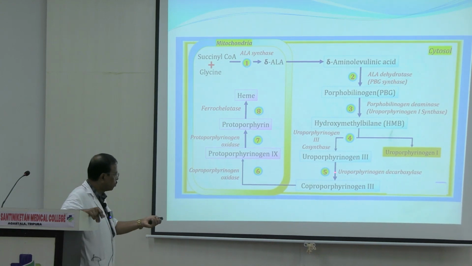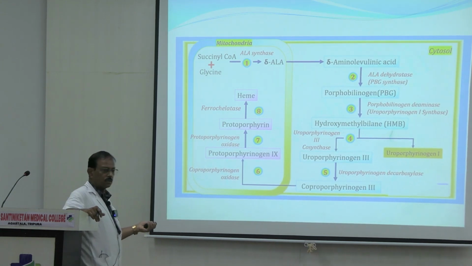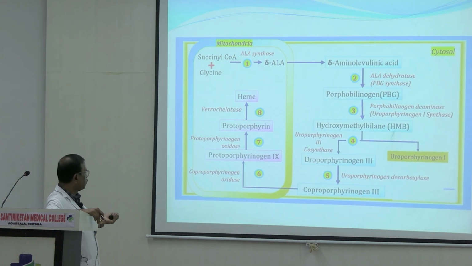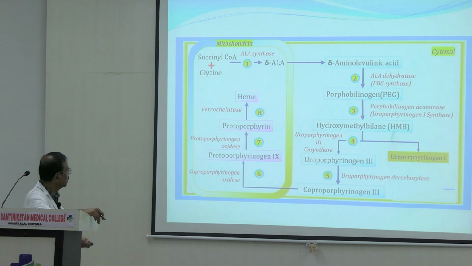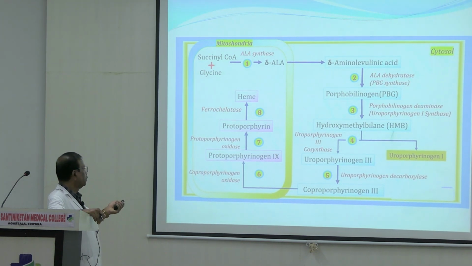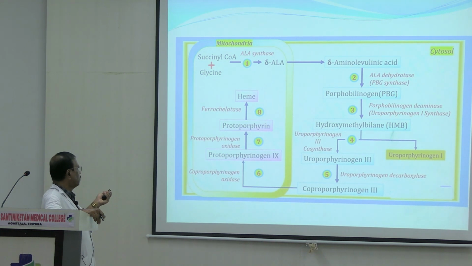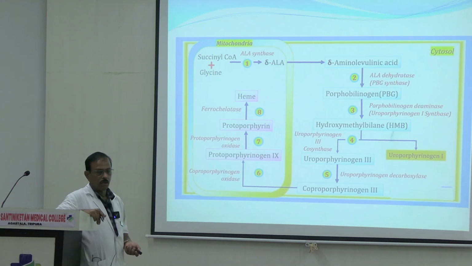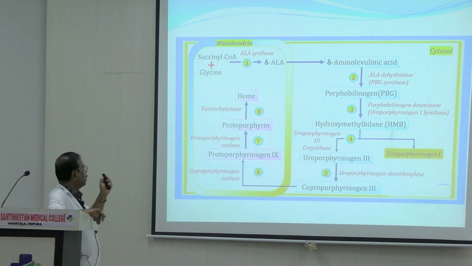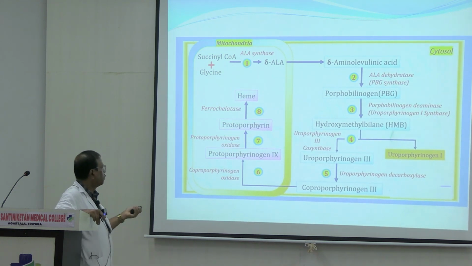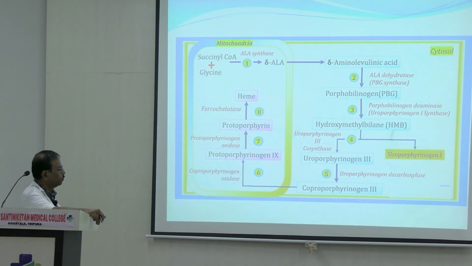After that, this coproporphyrinogen is transported again inside the mitochondria and acted upon by coproporphyrinogen oxidase to produce protoporphyrinogen 9, which is converted into protoporphyrin by protoporphyrinogen oxidase. Ferrochelatase incorporates iron in the protoporphyrin to produce heme.